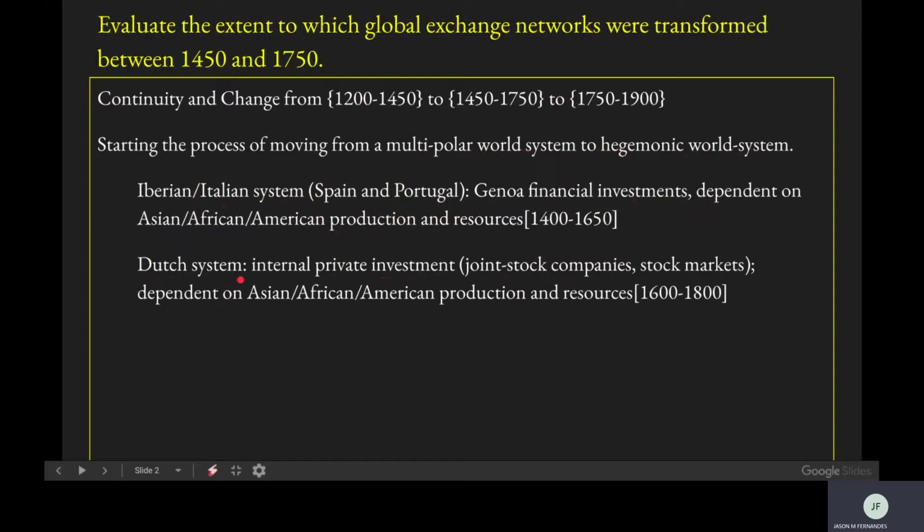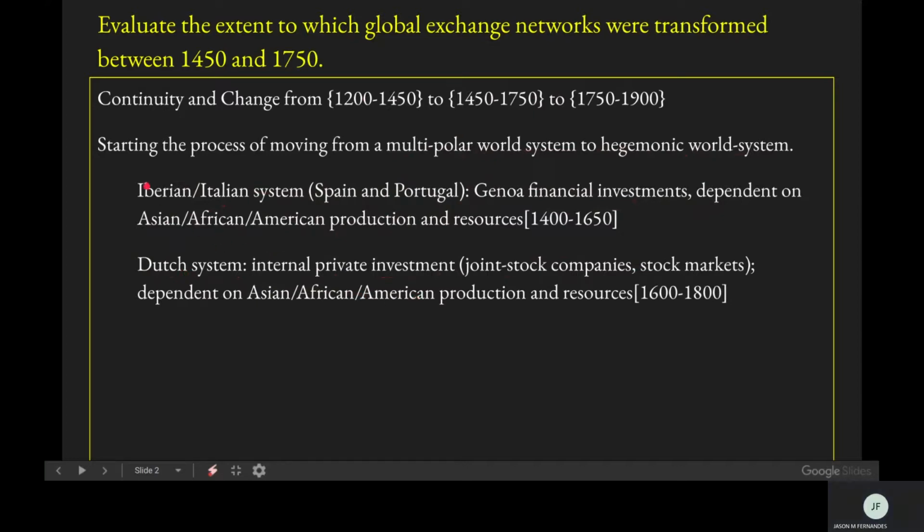Right? So they can do it all. But they're also dependent on these Asian, these African, these American products and resources too, right? They're not really producing stuff in the Netherlands, right? They're going to these places, getting it and reselling it. So we'll take a look at that.